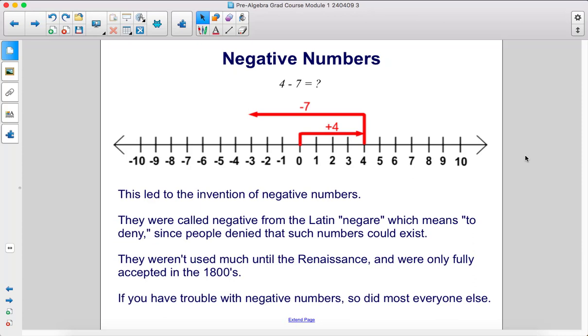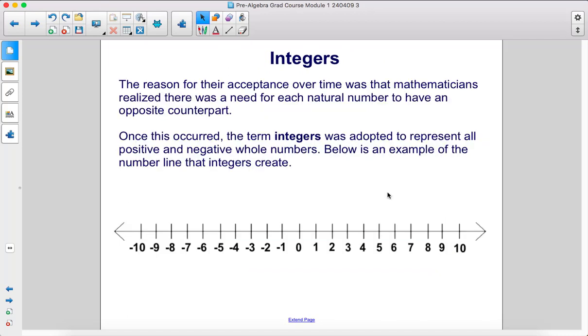This led to the invention of negative numbers. They were called negative from the Latin negare, which means to deny, since people denied that such numbers could exist. They weren't used much until the Renaissance and were only fully accepted in the 1800s. If you have trouble with negative numbers, so did most everyone else. The reason for their acceptance over time was that mathematicians realized there was a need for each natural number to have an opposite counterpart. Once this occurred, the term integers was adopted to represent all positive and negative whole numbers.